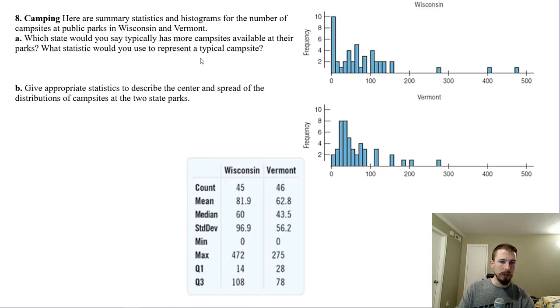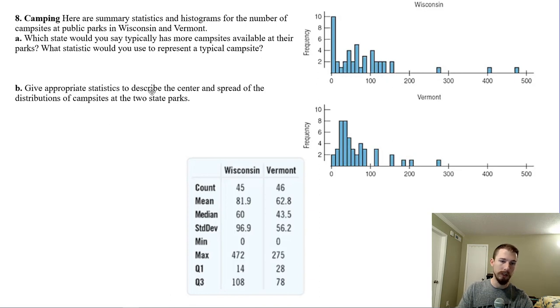All right, so which statistic would we use? Well, we're not going to use the mean because both of these are skewed to the right, and we definitely got some outliers going on in Wisconsin. So we're going to use the median instead. So the median for Wisconsin, the 50th percentile, right? So half of the parks had more campgrounds and half of them had less. That middle value from the median, which is not impacted by these crazy outliers that would skew our average, is going to be 60 for Wisconsin and 43.5 for Vermont. So if we went to a typical park in Wisconsin or Vermont, which state would we expect to have more campsites? We'd have to go with Wisconsin.